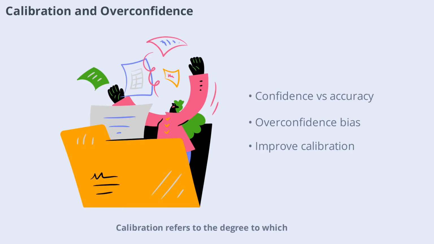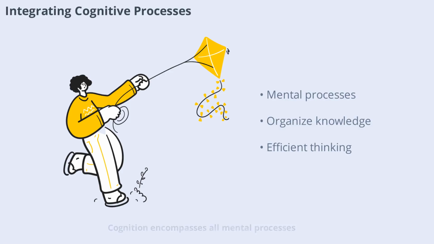Calibration refers to the degree to which confidence in one's answers matches actual accuracy. Overconfidence bias occurs when people are more confident than accurate. Improving metacognitive calibration is a goal of many study skills programs, helping learners become more realistic about their abilities and performance. Cognition encompasses all mental processes, from low-level perception to high-level reasoning.